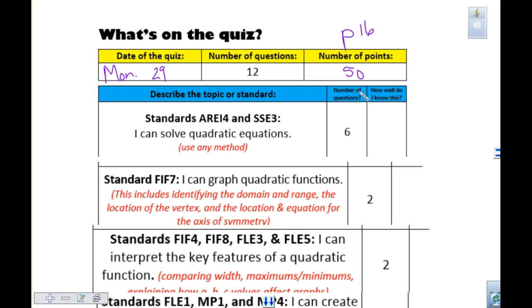The first 6 questions are solving, like we just did in our last lesson. Setting it equal to 0, maybe finding x-intercepts, knowing your squares. It's going to say use any of our methods. Okay? These are 4 points each, so a total of 24 points on that first part.